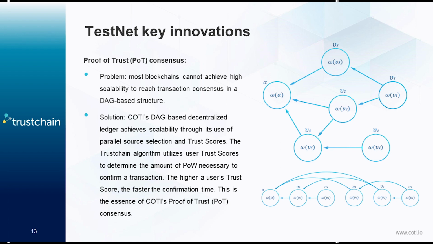Another important aspect which we have developed is the COTI Proof of Trust Consensus. The problem with most blockchains is that they cannot achieve high scalability and they cannot really handle transactions in parallel. So in COTI, we have developed a new proof of trust consensus, which is defined by the trust score, as I said before, and a normalization, and also the amount of the transaction, I mean, how much you're going to pay, and other factors which will define how much work the network requires for this type of transaction.